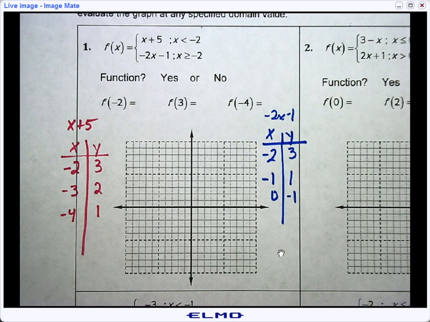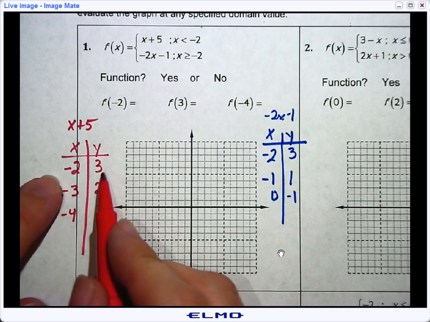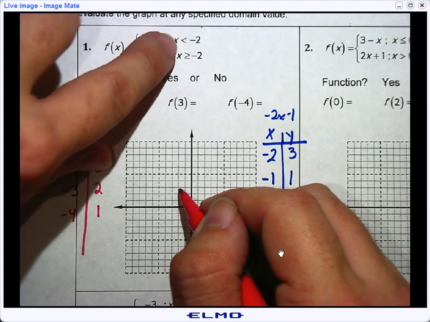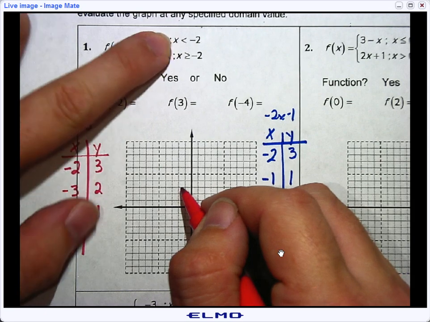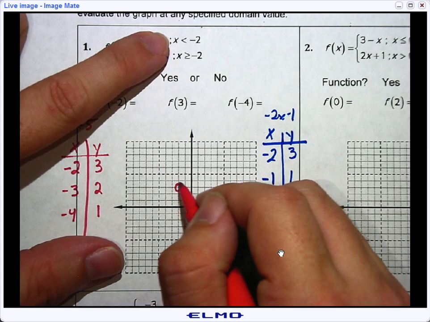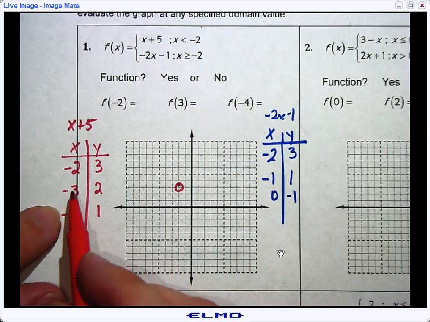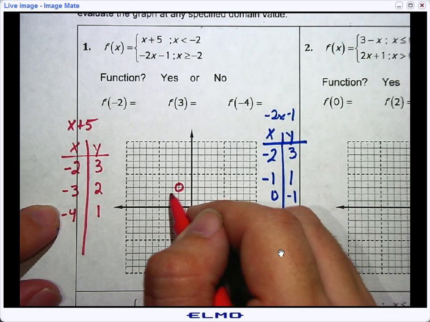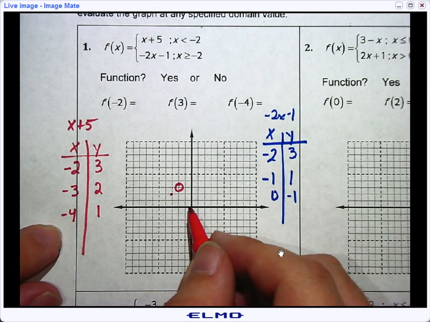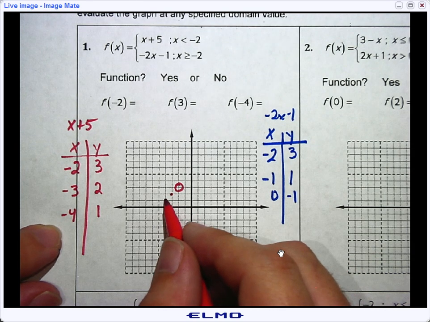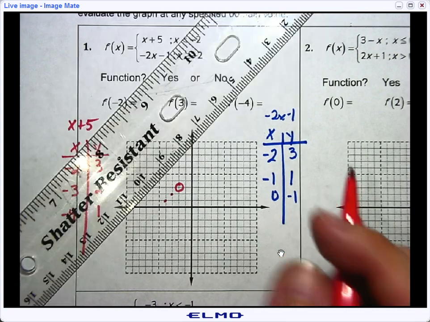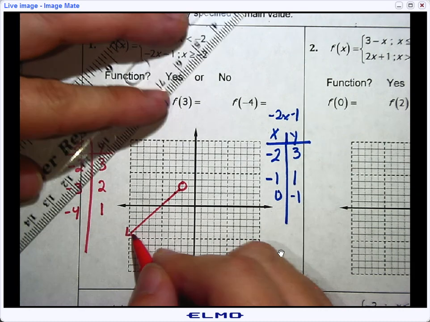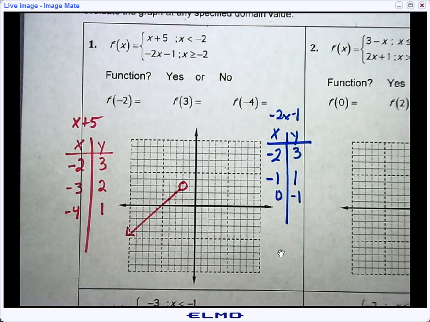Going back to the x plus 5, I have the coordinates -2, 3. So I go left 2, up 3. Since that's a less than, I'm going to have an open circle since there is no or equal to. Plot the point -3, 2. So 1, 2, 3, 1, 2. Just make a dot. And then -4, 1. A dot right there. Then I'm going to take a ruler and connect my dots. So there's the first half.